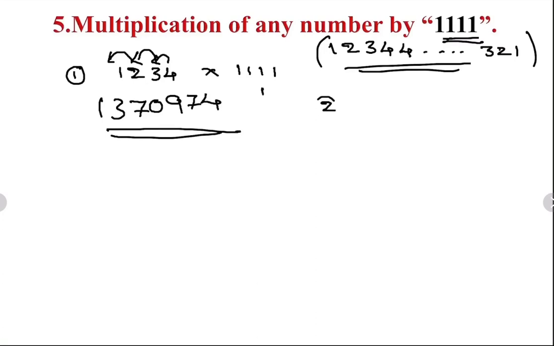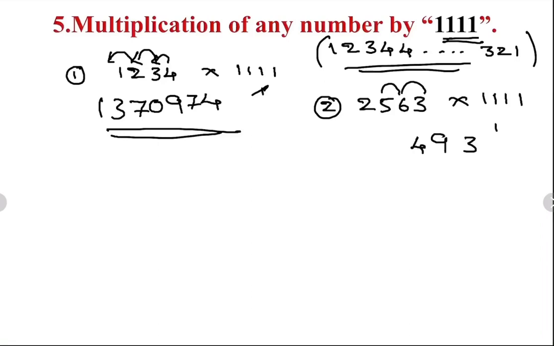Number 2 example. If it is 2563 multiplied with 1111. Keep 3. 3 plus 6, 9. 9 plus 5, 14. Keep 1. 14 plus 2, 16 plus 1, 17. 1 carry forward. Next, leave 3.